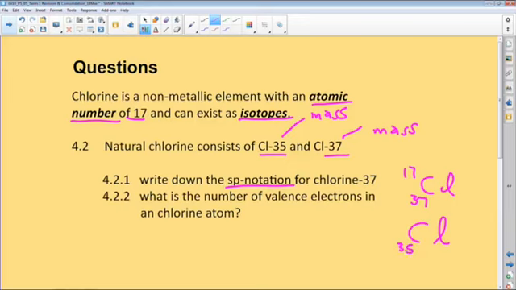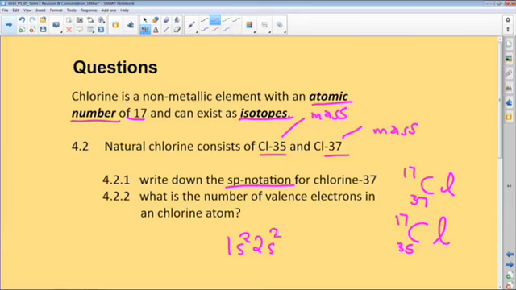Chlorine has an atomic number of 17. If we talk about the SP notation, we're talking about the electron configuration of an element. Chlorine is 17, and we know it's divided into the s and p orbitals. So in this case, we shall have 1s2 and then 2s2.